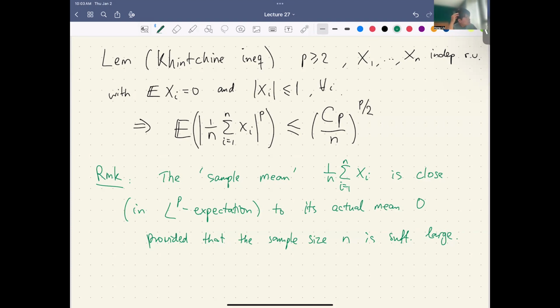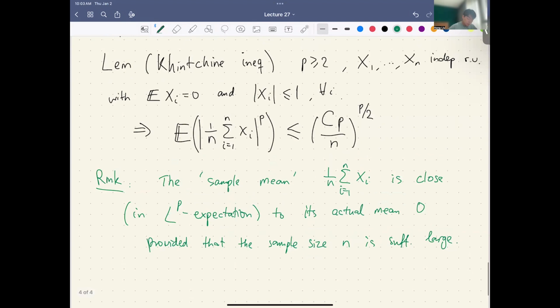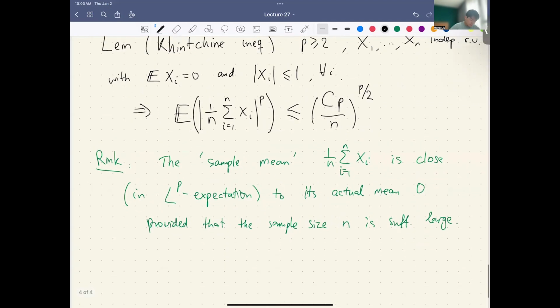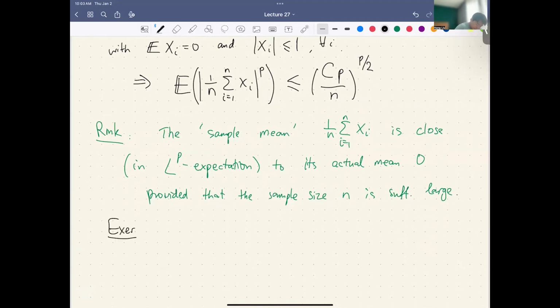So I have time to prove this. Maybe I'll skip this proof for now. The proof of this is not hard. If I have time at the end of this class, I will sketch a proof. For now, let's leave it as exercise. I want to move on to other material.